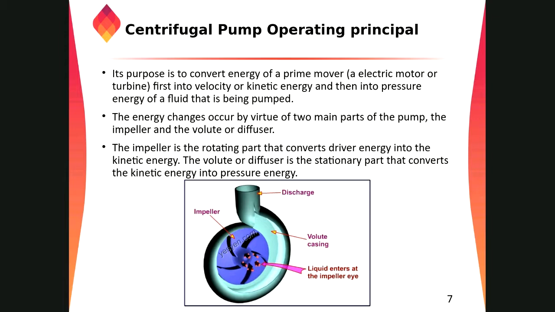Now we are going to the basic operating principle of the centrifugal pump. The purpose of the centrifugal pump is to convert the energy of the prime mover into velocity or kinetic energy. Then the velocity or kinetic energy should be converted into pressure energy when it is going to the top location.